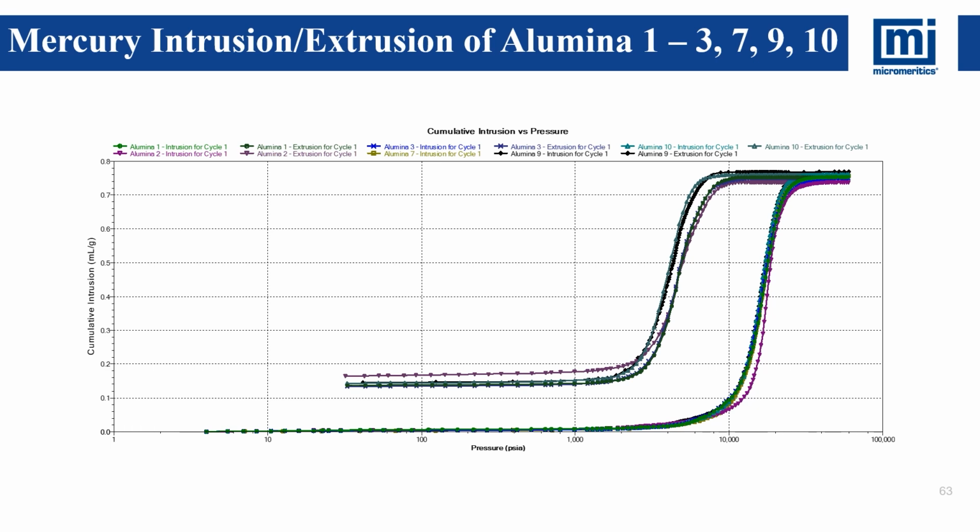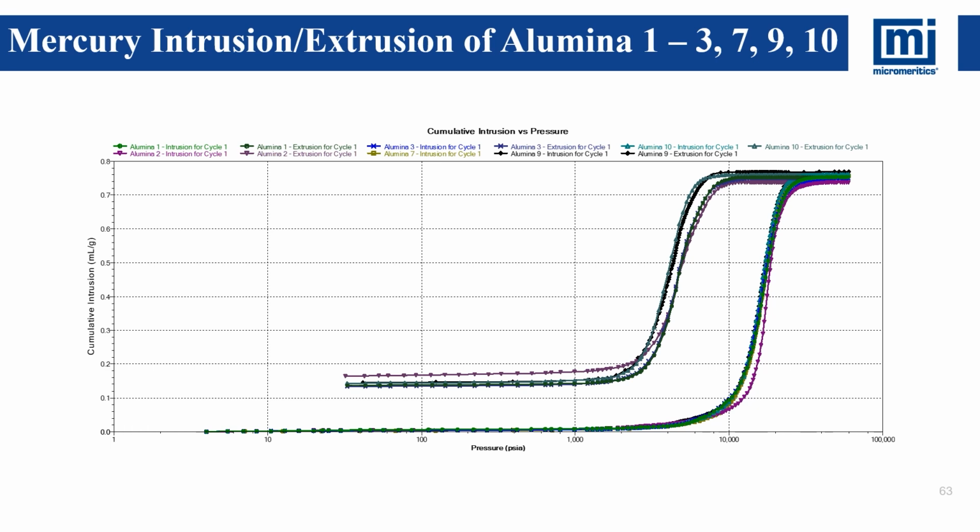Now, what we have here are intrusion and extrusion analyses for 6 of the alumina aliquots. We start at a pressure of about 4 pounds per square inch absolute, moving along the bottom of the curve, the lower curve, from left to right as we increase pressure, and we see intrusion start to take place just above 1,000 pounds per square inch, continuing up and leveling off before we get to the maximum of 60,000 pounds per square inch.